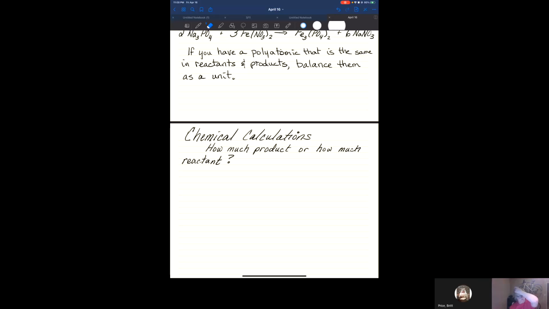Chemical calculations are those types of questions. If I have this much reactant, how much of my other reactant do I need? I want to make this much product. How much starting material do I need? I have this much starting material. How much product can I make? These are all these chemical calculation type questions, and they're all going to be based upon what's called the mole ratio.